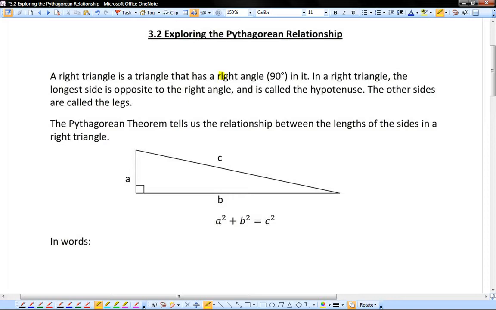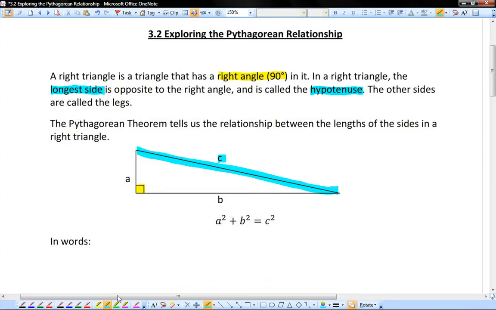When we're talking about the right angle of 90 degrees, we're talking about this angle right here is 90 degrees, and that little box in the corner is the way to indicate it. Now, as for the longest side, which is opposite to the right angle, the longest side is what we call the hypotenuse. So in this case, it is this side length right here, and its length is C.